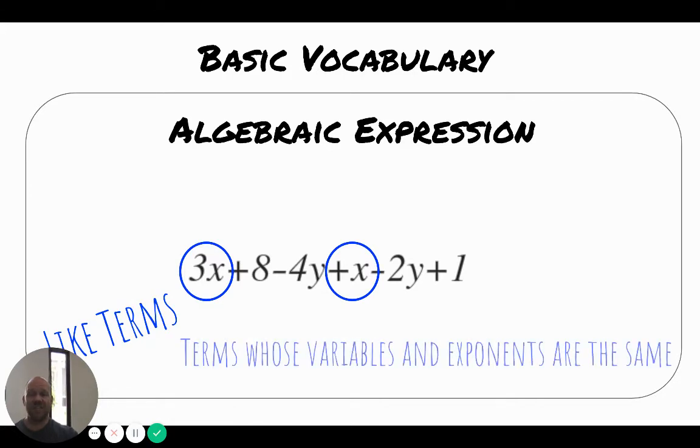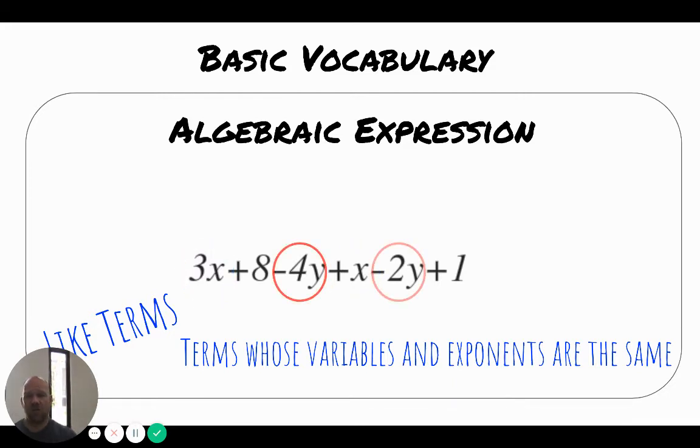They're considered like terms because they have the same variable, and they both have the same exponent. In this case, the exponent is just the number 1. But if they have the same variables and the same exponents, they're considered like terms. Those aren't the only like terms in this problem.